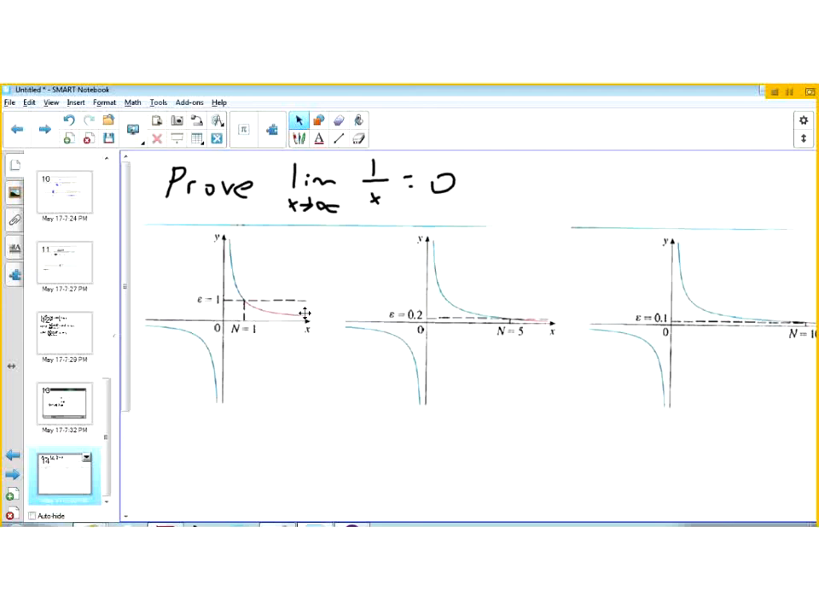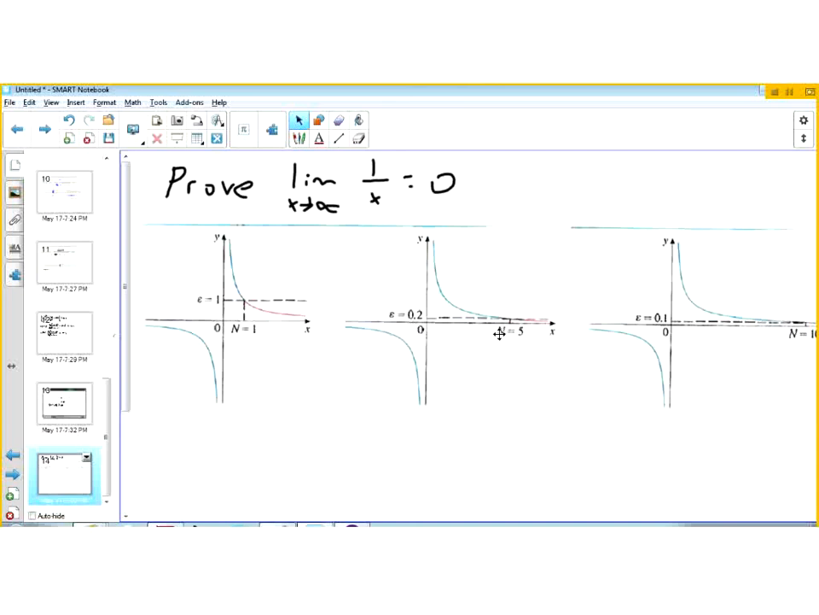The output of the function minus 0. Okay, so the output of the function f of x will never be greater than epsilon equals 1. All right, so for this particular value of n, the output will never go above 1. So how about we make epsilon smaller? Say 0.2. And if we choose n equals 5, then we'll see that the output of the function for x greater than 5 will never go above 0.2.